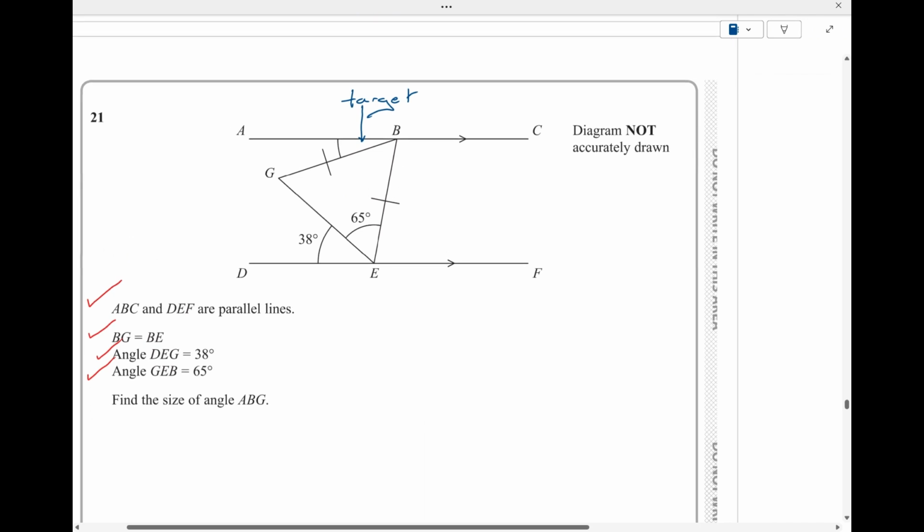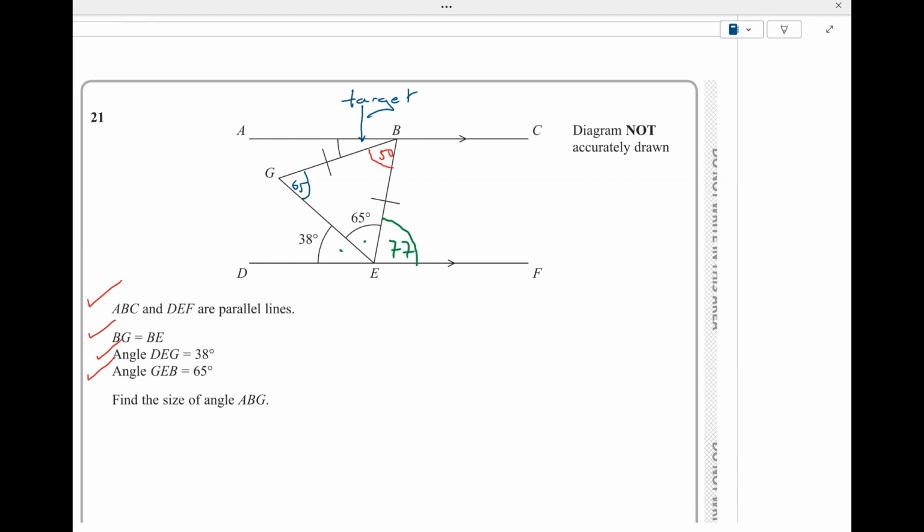So this is an isosceles triangle, so that is going to be 65. So now I'm feeling like I can find that red angle. It's going to be 180 minus 65 minus 65, so that's 50 up there. Okay, what else can I find? Can I find this angle? That's going to be 180 minus 65 minus 38. So that's 77.